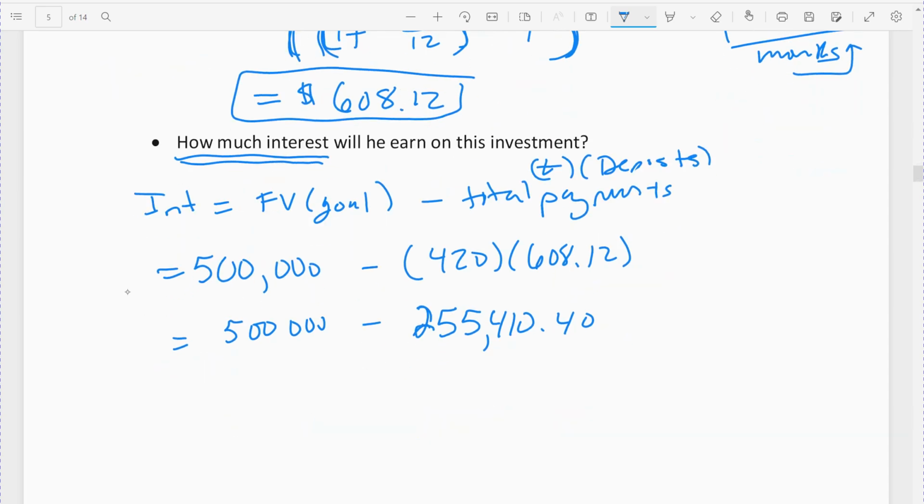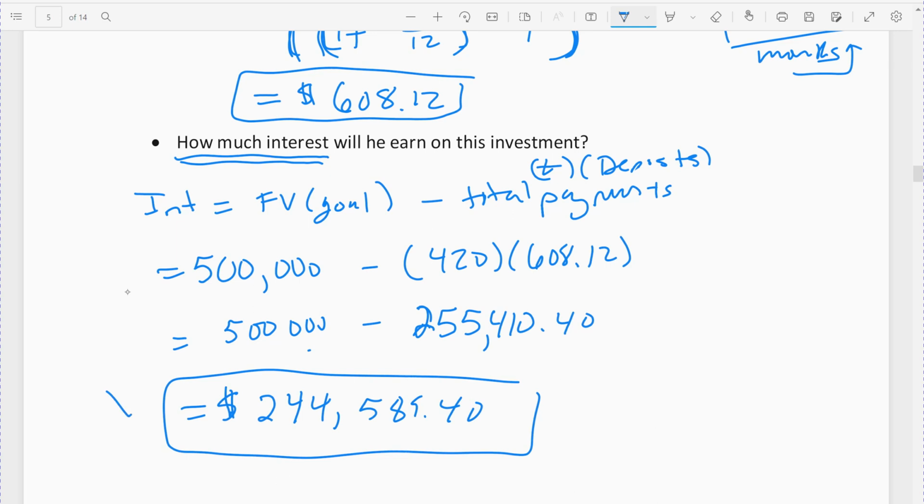That comes out to $255,410.40. So he actually deposited $255,410.40 altogether. That's how much of his money is in the account at the end of his 35 years. But he gets $500,000 because he earned interest every month of those years as well. And so he actually almost doubled his money. When you take the difference here, it's pretty close to doubling.